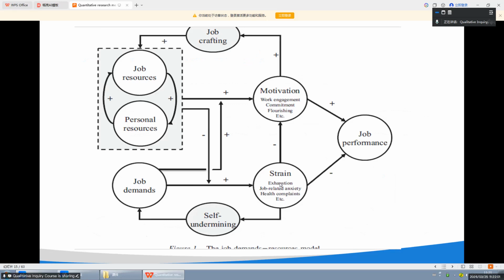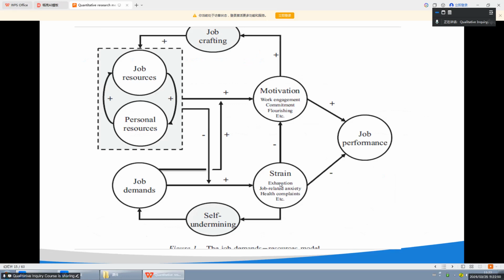But what is the difference? Here we have another one, personal resource. So not only the resources provided by the environment, we have our own resources. So what are job resources? For example, social support, the support provided by the work environment. For example, social capital. For another example, feedback. This is job resources, right?